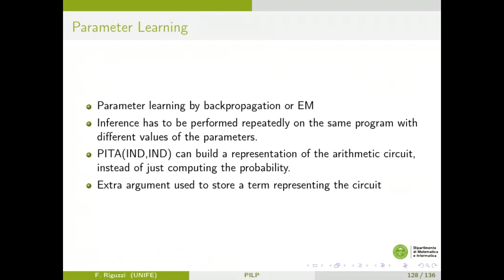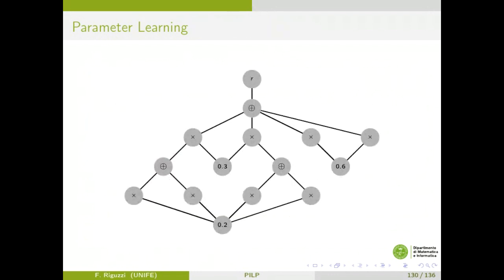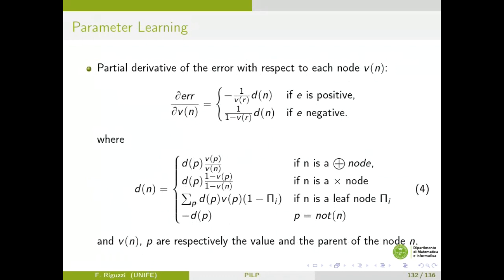And we have developed algorithms for both. We first transform the circuit into this circuit where we highlight the fact that some parameters are shared, so they are the same for various clauses. And then from this circuit we can perform gradient descent or EM. This is the formula for gradient descent. Gradient descent is obtained by evaluating the circuit bottom up and top down, so forward and backward. And these are the formulas for the backward propagation of the error towards the leaves.